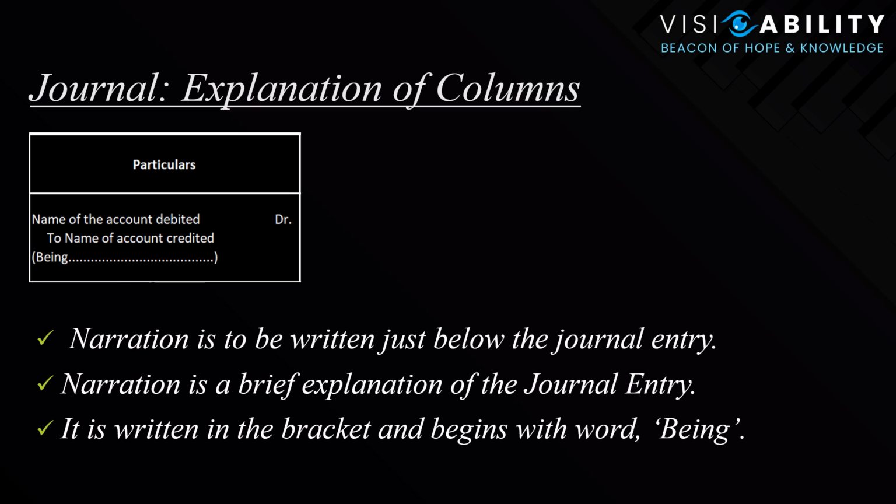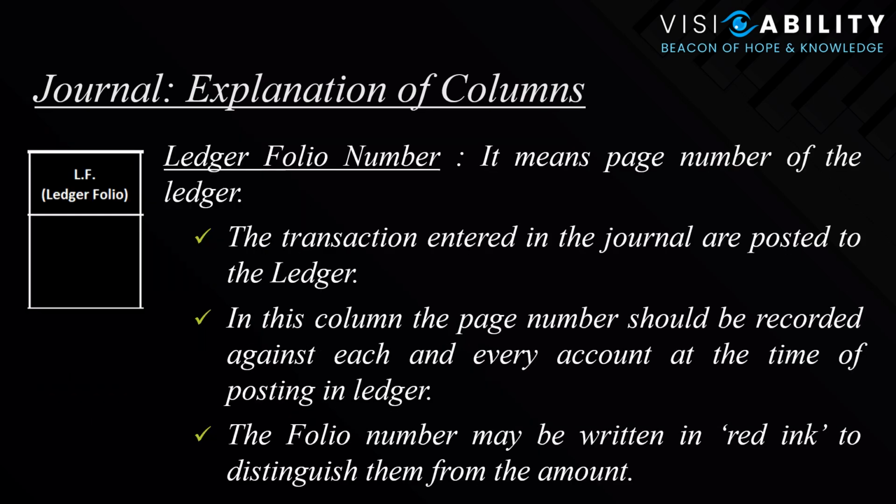Now in case you are writing a journal, then we would proceed to the next column and let's see what's there in the next column. The next column is the ledger folio column. Folio means a page number.